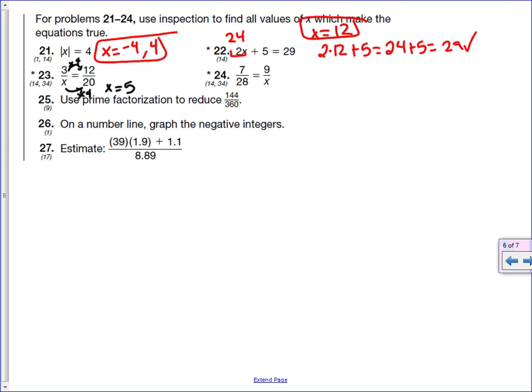The other way that you could do it is you could cross multiply, and you would do 3 times 20 divided by 12. 3 times 20 is 60. 60 divided by 12 is 5.